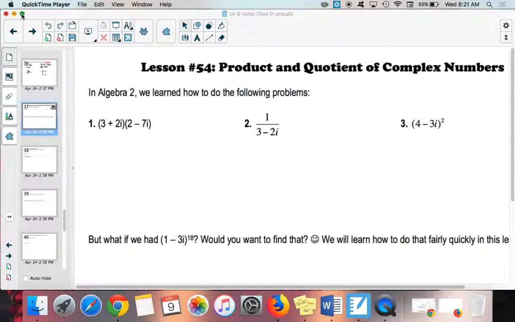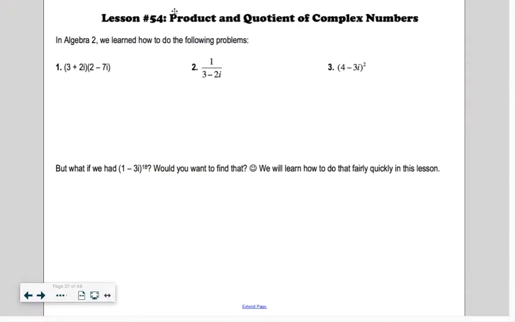Here we go. So lesson 54 is on the product and quotient of complex numbers. We kind of did something similar to this in Algebra 2, but we're going to expand on what we know from Algebra 2. So let's start with the basics.